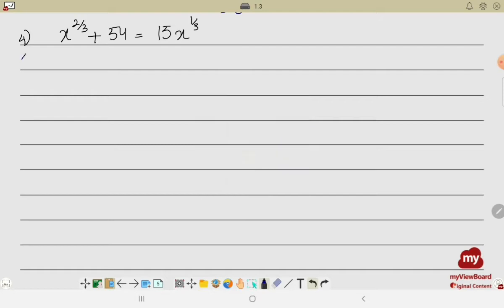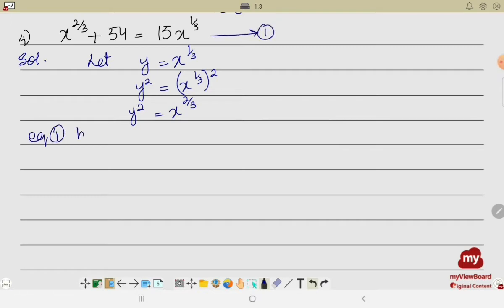So let's see the solution. If we take y is equal to x raised to power 1 by 3, then after squaring both sides you will easily find the value of x raised to power 2 by 3, right? So equation 1 will become, instead of x raised to power 2 by 3, we'll write y square plus 54 as it is. Instead of 15 we'll write 15, and instead of x raised to power 1 by 3 we will write y, which was supposed earlier. And now we just have to rearrange the given equation.